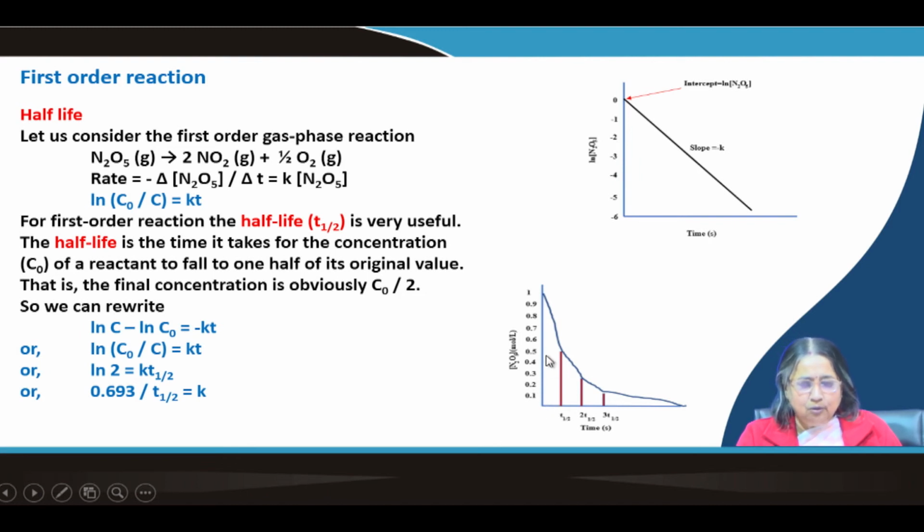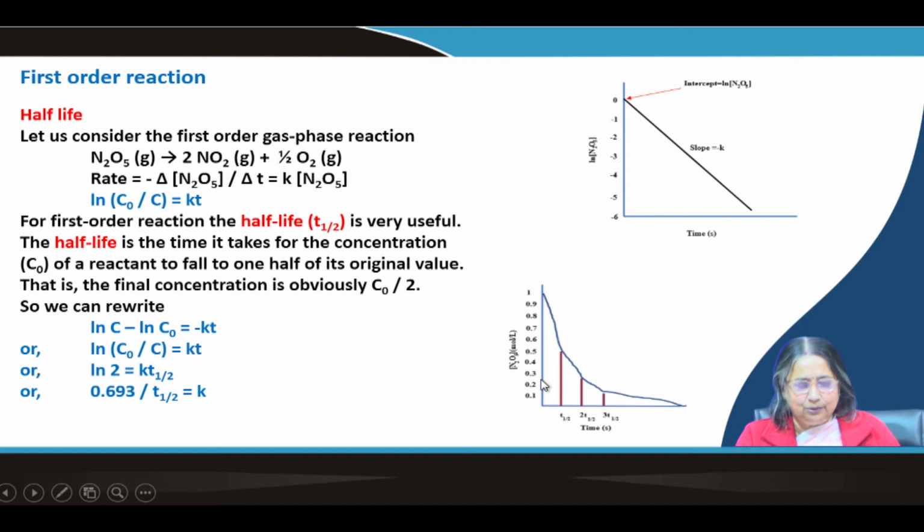Okay. Now, you start with 0.5. Half of 0.5 is 0.25. How much time will it take to come to 0.25? Corresponding to that, this time is T half. You have started from here to here, the next second one, so this is the T half. If you consider from the 0 point, then it is 2 times T half.